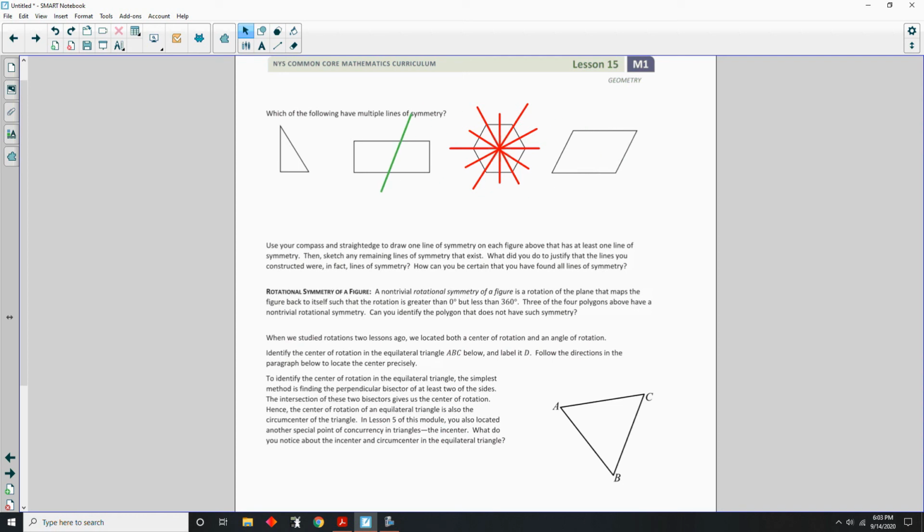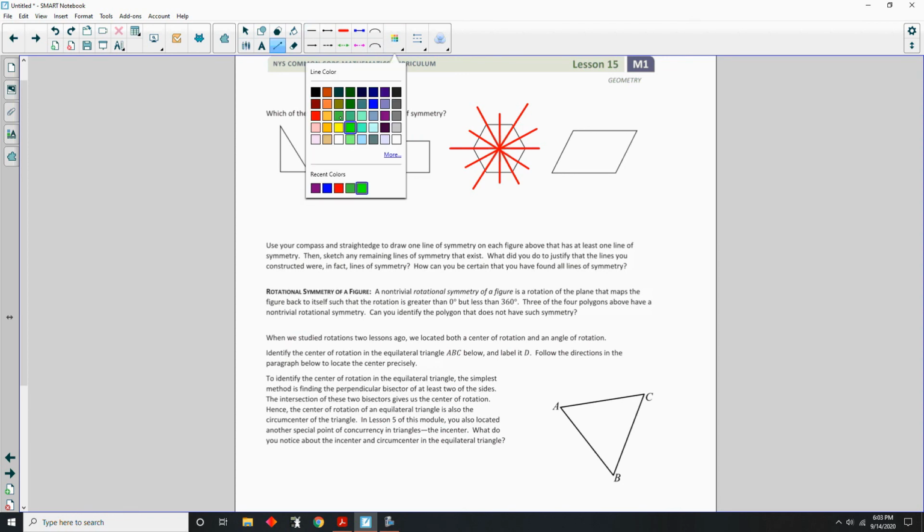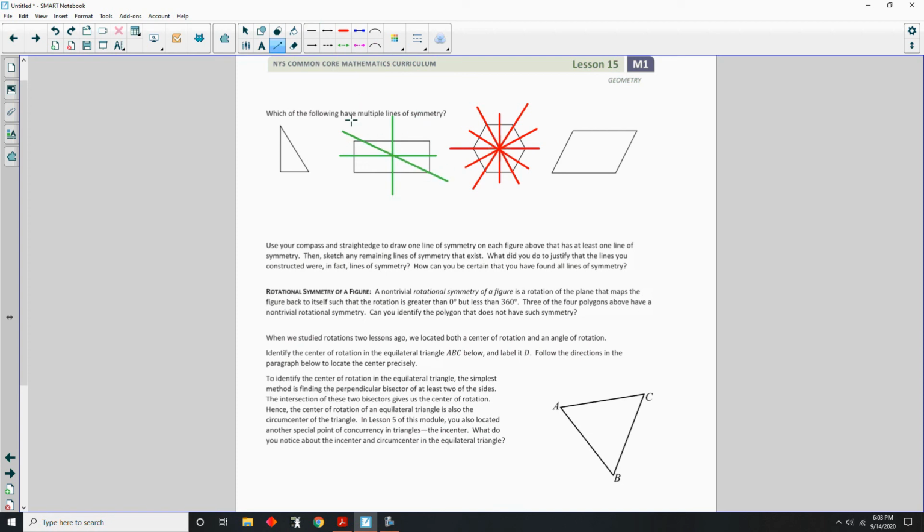But if I bring this over here, again, multiple lines of symmetry, make that vertical again, put it on the center, there is a line of symmetry. And let's try that again. There's one there. There's one through the vertices. Like so. And one more. Like that. Okay. So there's the answer. Which of the following have multiple lines of symmetry? The hexagon and the rectangle.